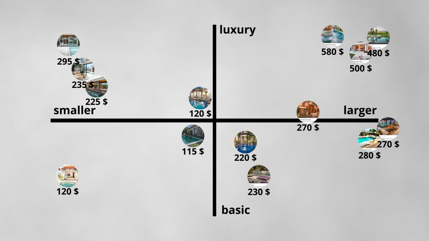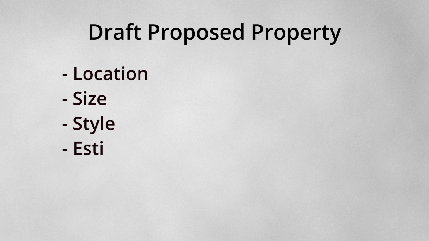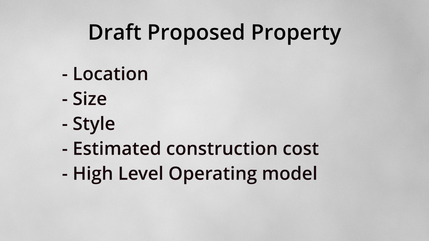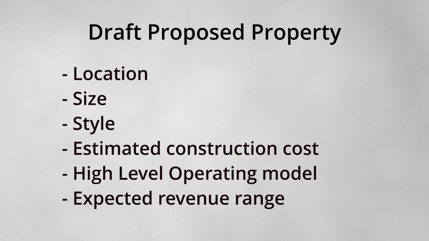I can also see that a luxury villa has a much higher revenue than a basic one, where obviously the cost is higher, but not to the extent as the revenue increases. So it seems from this chart that the segment of small luxury villas is the most profitable. With all this analysis done, you can draft your proposed property. The location, the size, what style of architecture, the estimated construction cost, high-level operating model, consider outsourcing of operational activities, and the expected revenue range. What is a reasonable expectation in terms of occupancy rate as well as average daily rates?